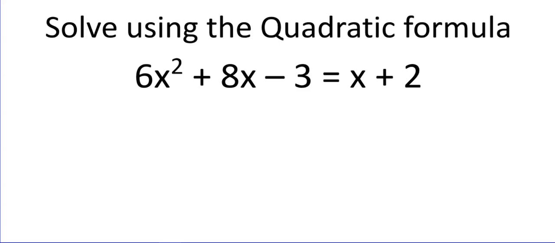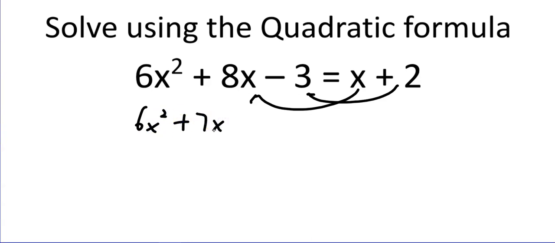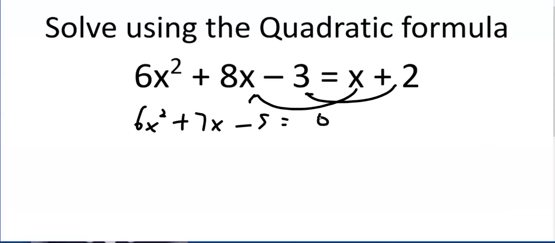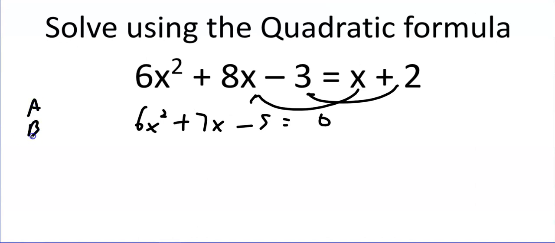All right. This one is not set equal to 0. So I need to move this over and subtract x and then subtract 2. So I'm going to get 6x squared, 8x minus x is plus 7x, negative 3 minus 2 is negative 5. Now that it's equal to 0, I can identify my a, my b, and my c. So a is 6, b is 7, c is negative 5.